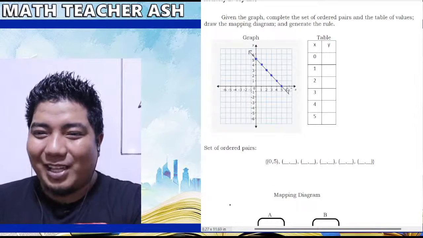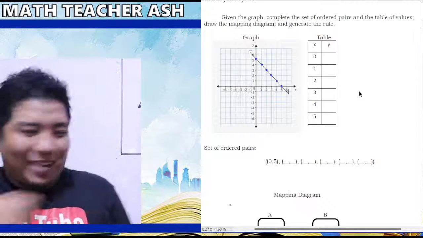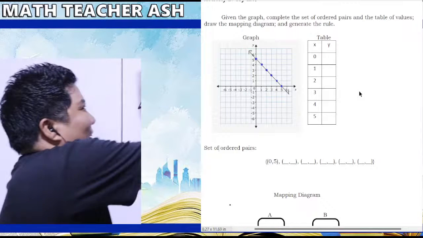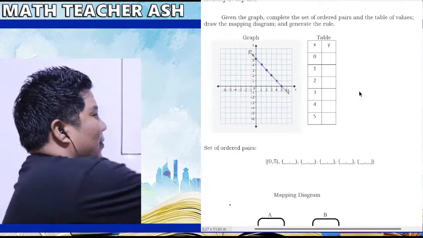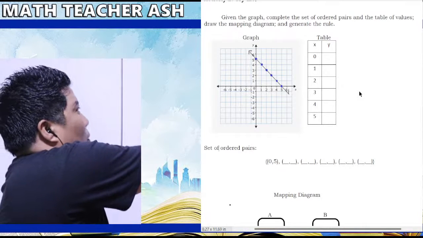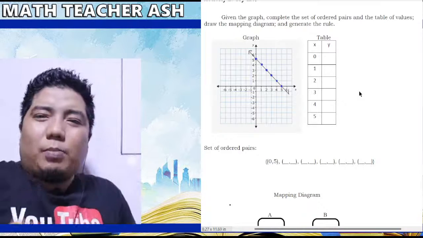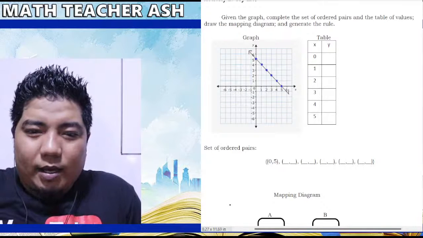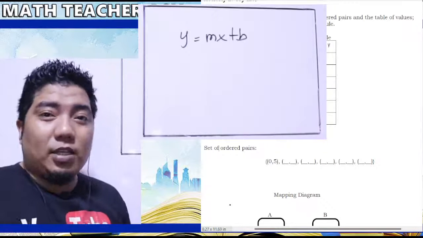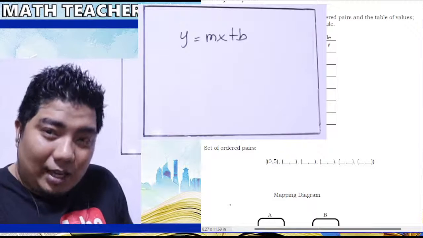Pwede tayong gumawa dito ng y equals mx plus b. Okay, ganito na lang para at least meron kayong idea. Mahirap talaga pag walang paper and pen, no? Alright. So, dito, we have here an example. So, we have y is equal to mx plus b. So, Sir Ash, ano ba itong ibig sabihin ng y is equal to mx plus b? This is the formula for the linear equation. Now, as you can see, the graph is a linear equation, right?